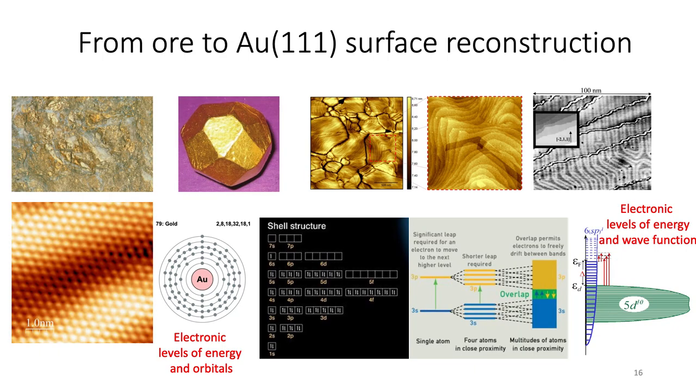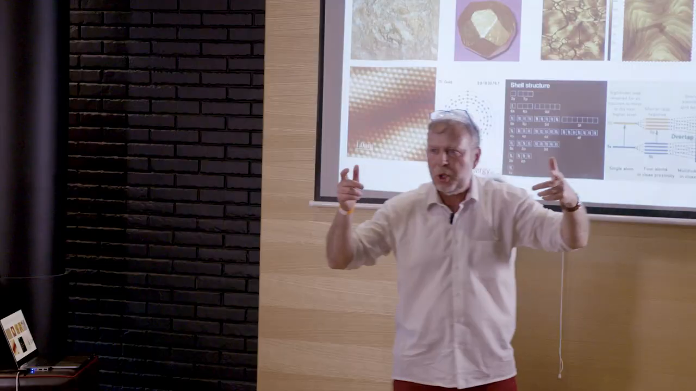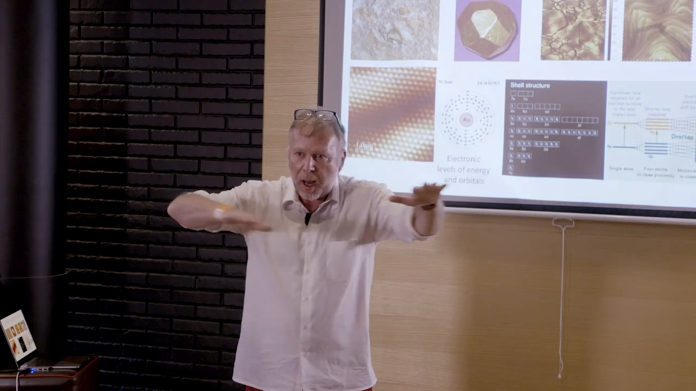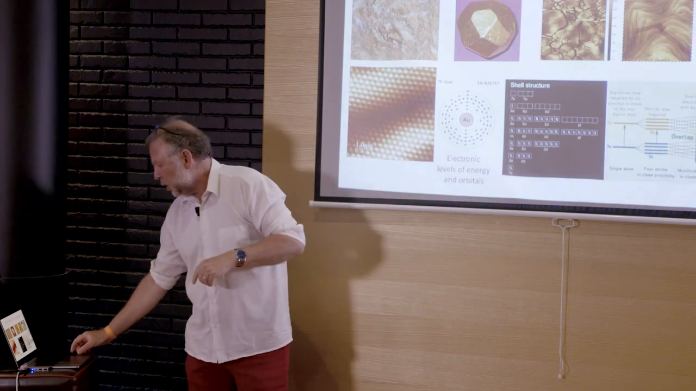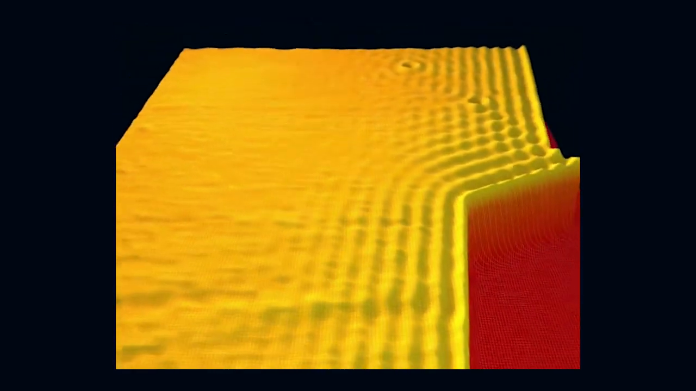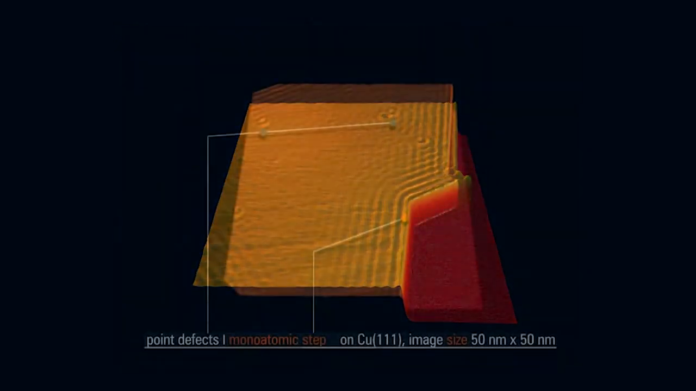So when an electron lives at a certain level, there is a certain wave function. If you have another level of energy, you have another wave function. And these electrons live together at different levels of energy. So this is the surface seen really right now by the STM.